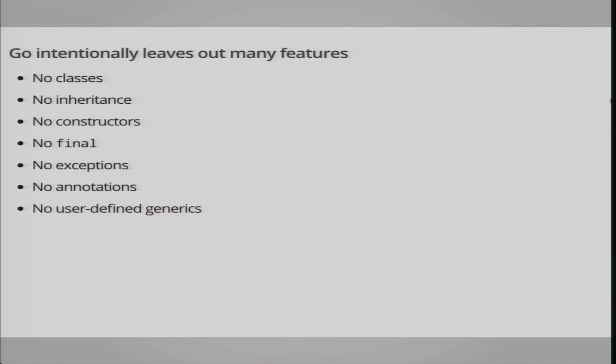So Go has no classes and no inheritance. That doesn't mean you can't have types that have methods and interfaces, but it's not quite the same as having classes and inheritance. There's no constructors. There's no final modifier. You have compile time constants, but no final on your data types. There's no exceptions. I'll show you how we do error handling in Go. There's no annotations. There's no aspect-oriented programming in that sense. And finally, there's no user-defined generics.